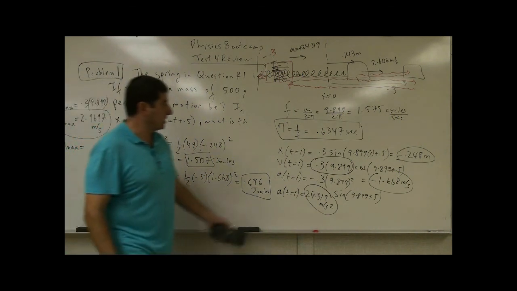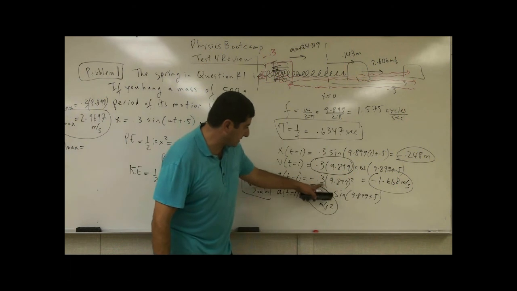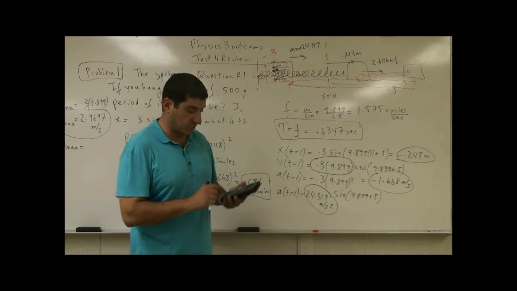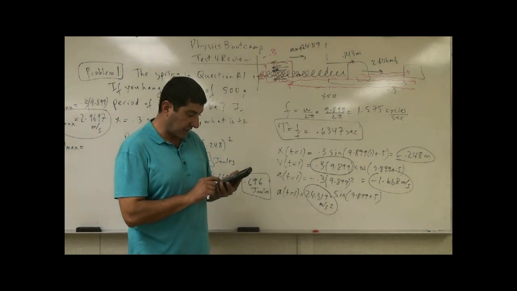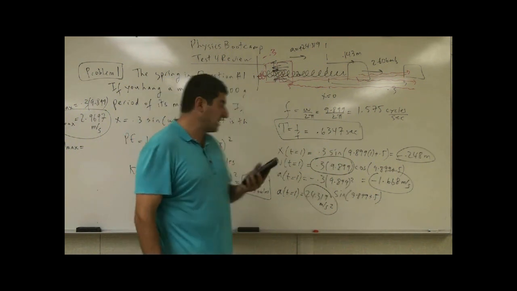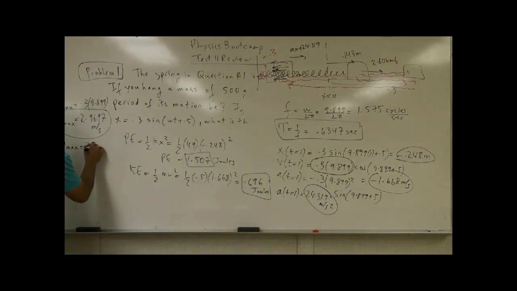What is the greatest acceleration? Maximum acceleration? That's going to be whatever is in front of the sine here. 0.3 times 9.899 squared, right? 0.3 times 9.899 squared. 29.397 meters per second squared.